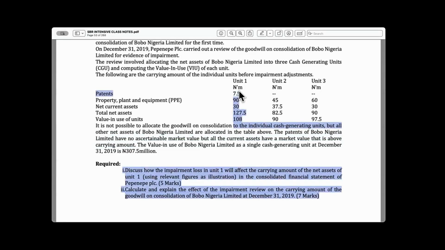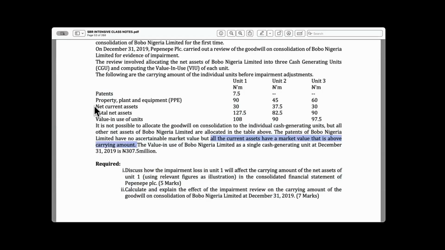This 7.5 is fully impaired, as it has no ascertainable market value. That means the recoverable amount is 0. Also, they said all the current assets have a market value that is above carrying amount.